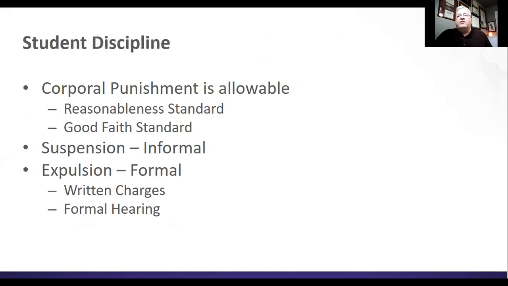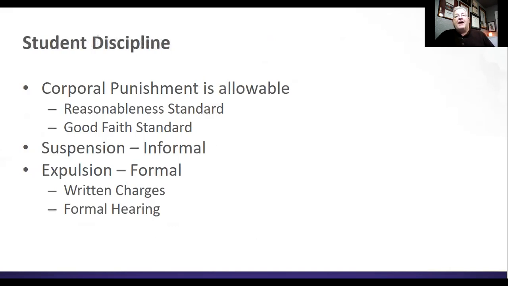So what is involved in a formal hearing? Well, a formal hearing involves an impartial judge, someone who's going to judge the recommendation for expulsion based off of the facts and the evidence. You have to have evidence, and you have to allow the student who's being expelled and their parents to be represented. They can be represented by attorneys, by their parents, or by themselves, but they have to be able to be represented.